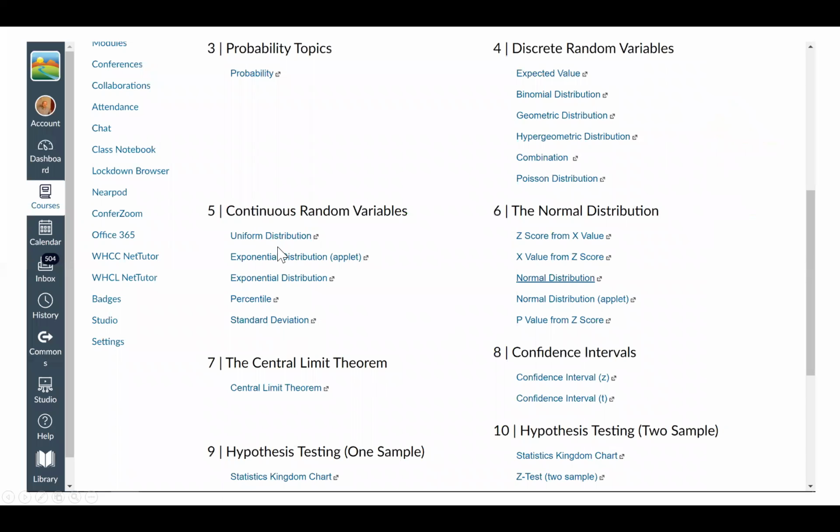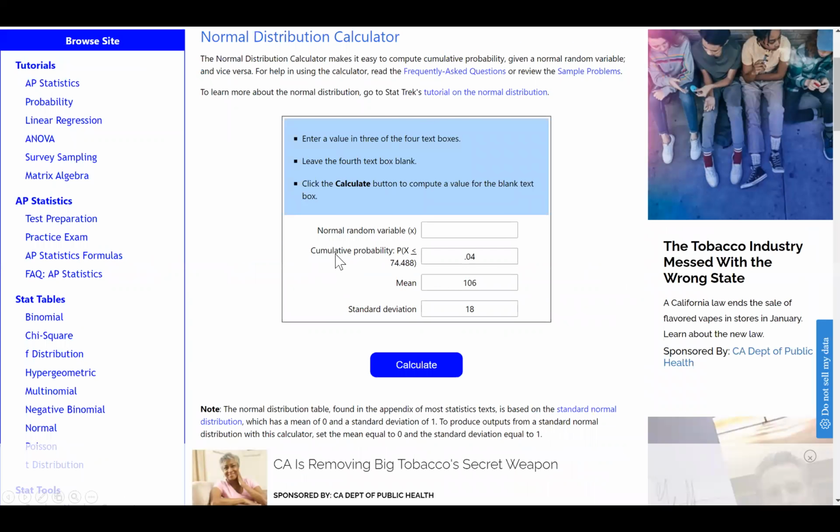So let's go with it here. Click on this little guy called the normal distribution, not the applet, just the normal distribution. What you want to put in here is the 18 again, the standard deviation, and the mean, and then right here you want to put 0.04. You want that 4% marker right over here. You can leave this blank, because it says enter whatever you want to calculate. So click on calculate.